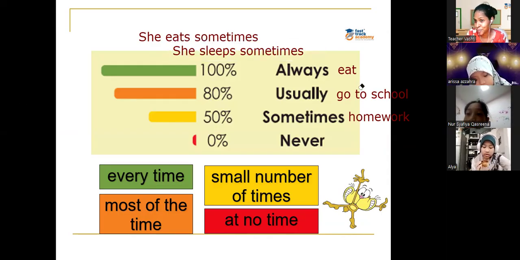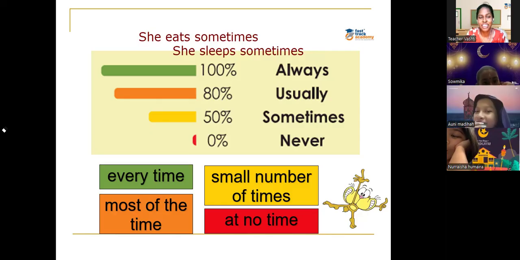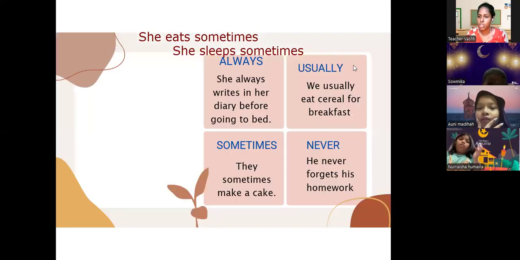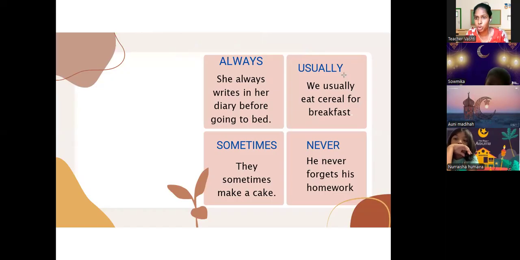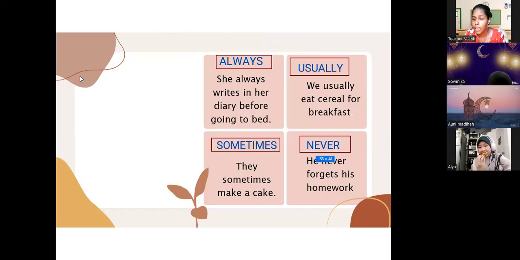Sebab it's in front of the verb. Very good, Samika. Now you see, she eats sometimes, she sleeps sometimes. Cara kamu tulis tu salah. Why? Because you must always use always, usually, sometimes, never before the verb.